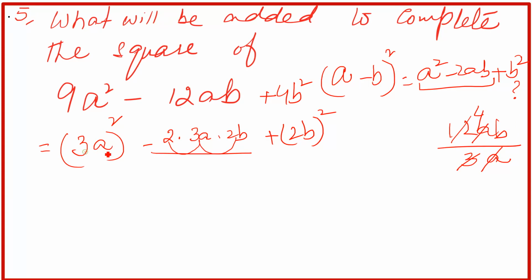See, this is the 3a. So just write down 3a, not the square, in the denominator. Simplify it. We will get 4b square, right?